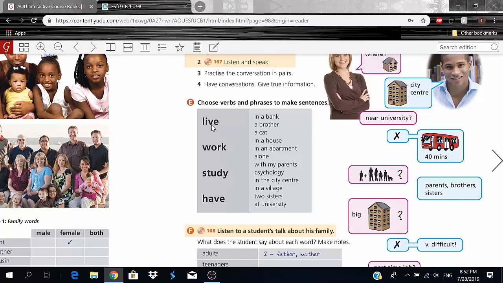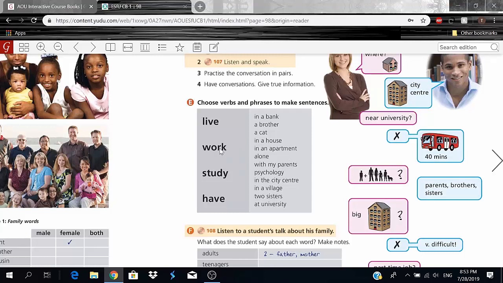So for example, let's start with the word live. Obviously I can say, I live in a house. My sister lives in an apartment. I could say my dad lives alone, but I'd have to add an S here. So, my sister lives in an apartment. I live in a house. I could also say, I live in the city center. My brother lives with my parents, for example. The options are limitless.